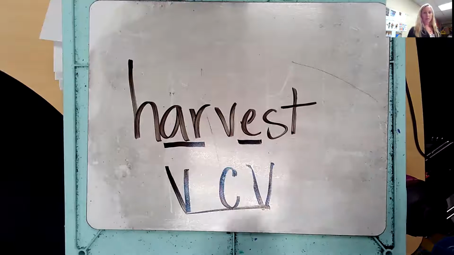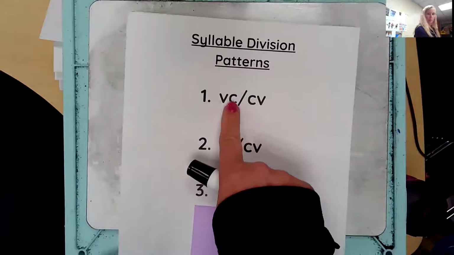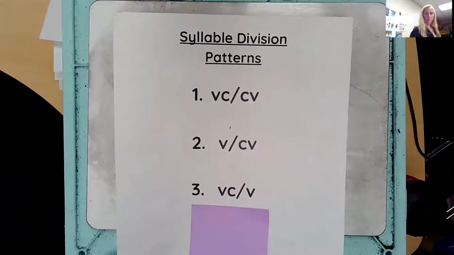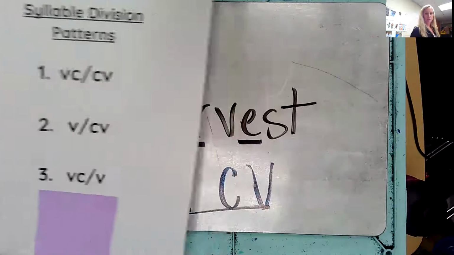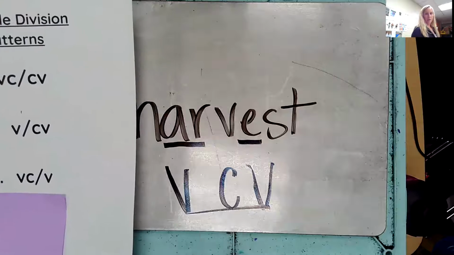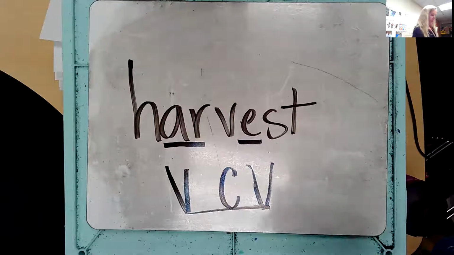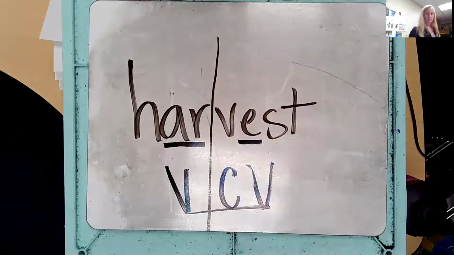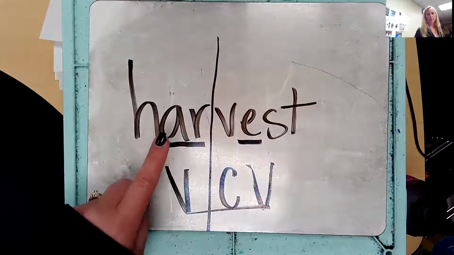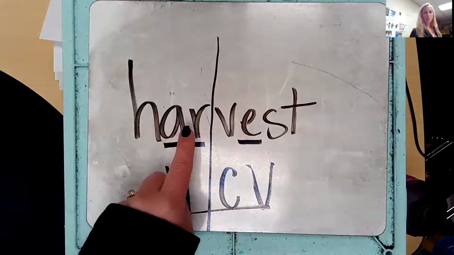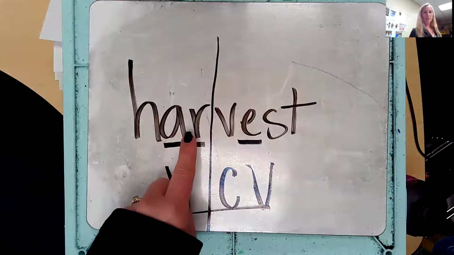All right, ready for my syllable division line. The most common place to divide words into syllables is between the 2 consonants. I don't have 2 consonants, so the next way is after the vowel, before the consonant. Here it is, after the vowel, before the consonant. Okay, let's mark our syllable types. I have a vowel with an R. What do we know about that?